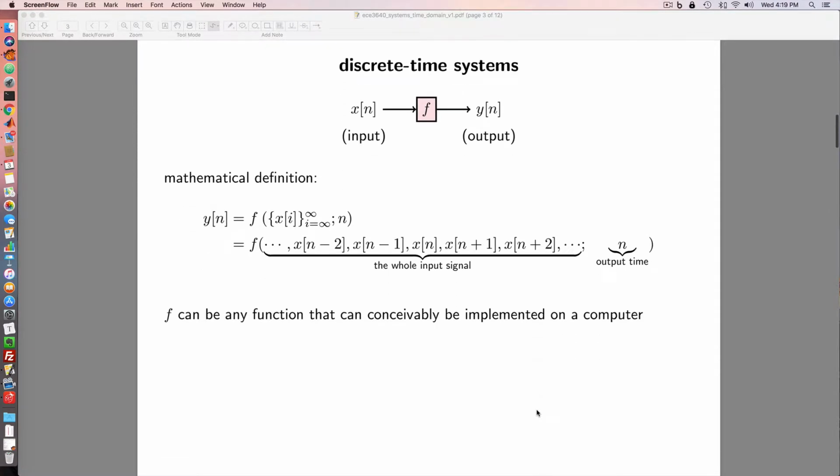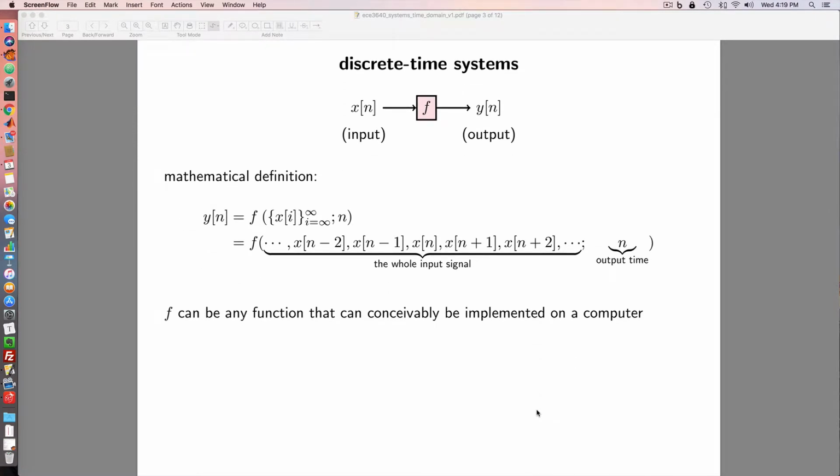So let's talk about discrete time systems. What do we mean when we say system? Well, a system is a box that has an input and an output. Now, you could actually extend this and say maybe there are multiple inputs and multiple outputs. But let's focus our attention on a single scalar input and a single scalar output. And that discrete time system implements a function. Well, let's take a closer look.